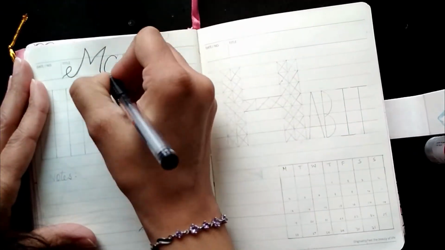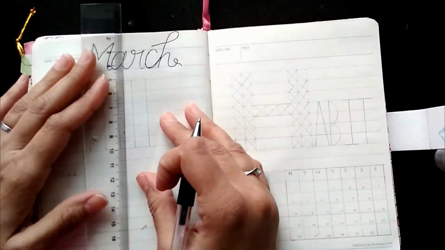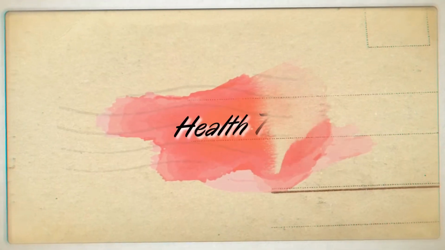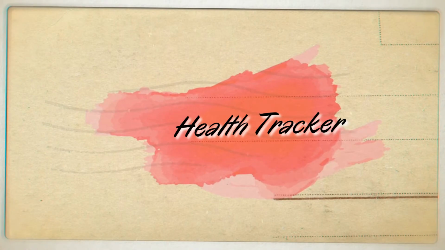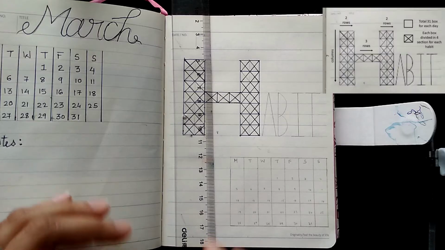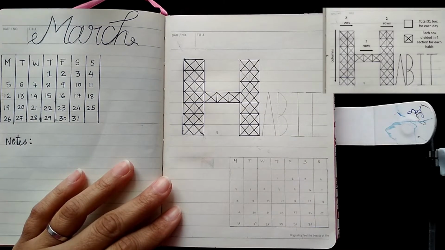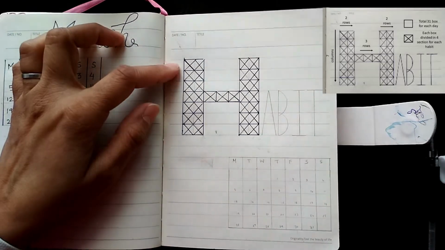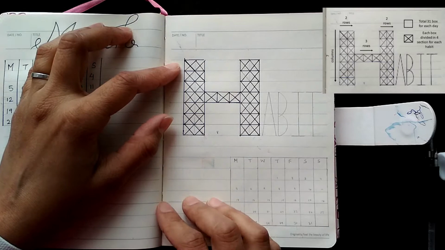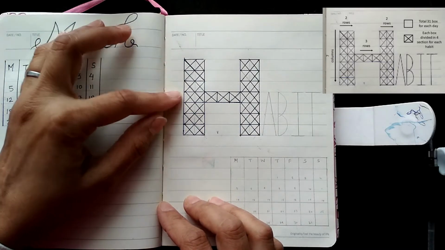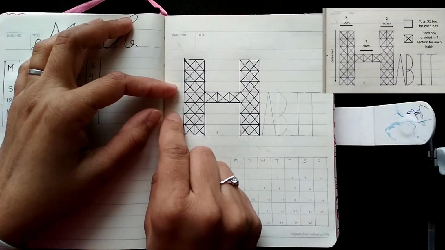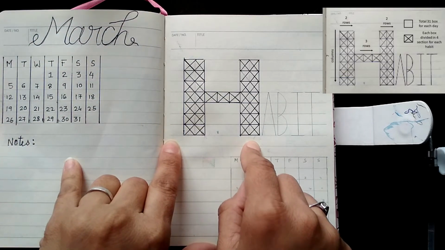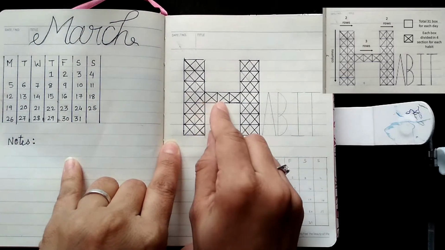For the monthly view, I have created March with some decorative letters and created a tabular calendar. For the health tracker or habit tracker, I have created this design. You can see how to create it from the image. Each box has 4 sections for the habits. For one day, I have decided to add 4 habits.